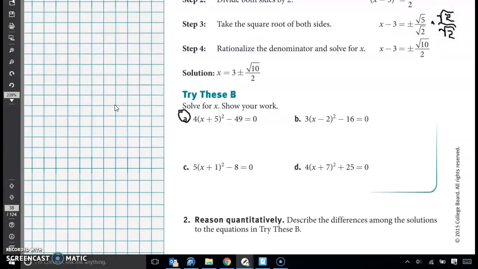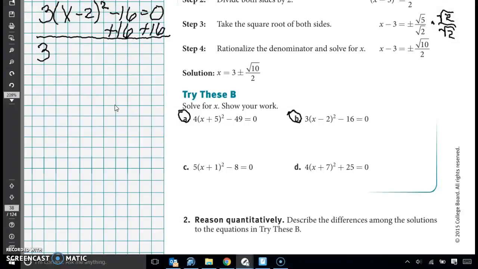So let's do B. So we have (3x minus 2) squared minus 16 equals 0. What's our first step? Plus 16. Alright, now what? Then you divide by 3.